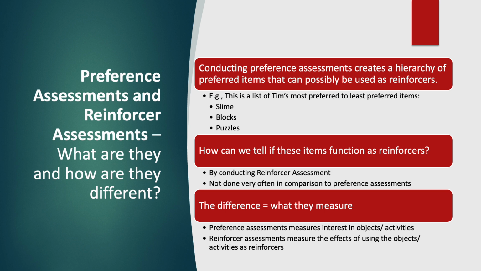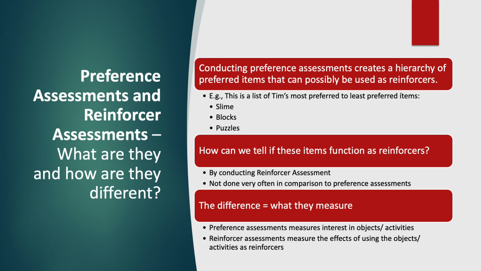Once we know which items are most preferred, typically items that are highly preferred often function as reinforcers. They don't always function as reinforcers, but they often can. This means that preference assessments help us to identify potential reinforcers, but they are not necessarily reinforcers. These preferred items can be reinforcers, but we can't guarantee that unless we were to run some other type of assessment, which can help us to see if they actually are reinforcers or not.